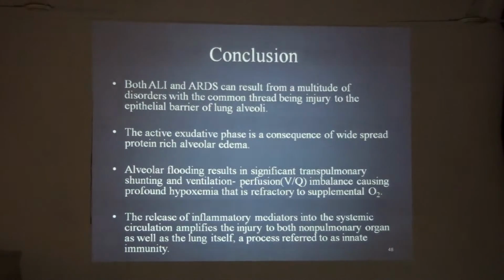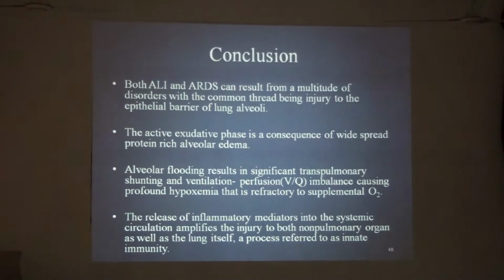So to conclude, both acute lung injury and acute respiratory distress syndrome can result from a multitude of disorders, with the common thread being injury to the epithelial barrier of the lung alveoli. The acute exudative phase is a consequence of widespread protein-rich alveolar edema.